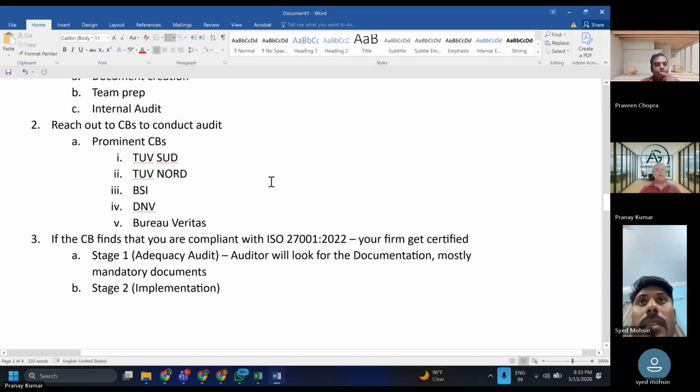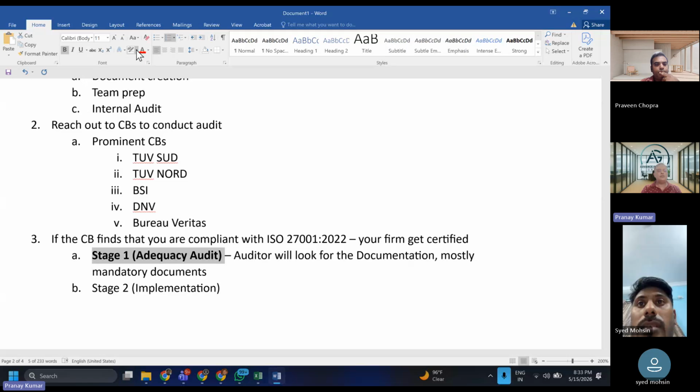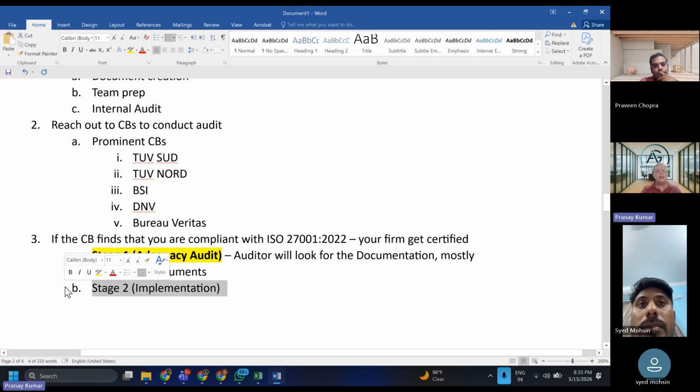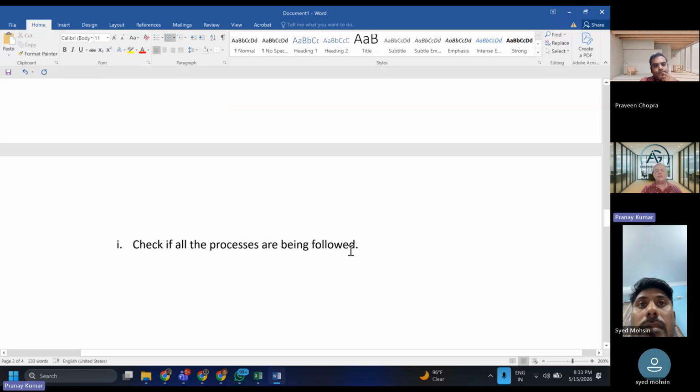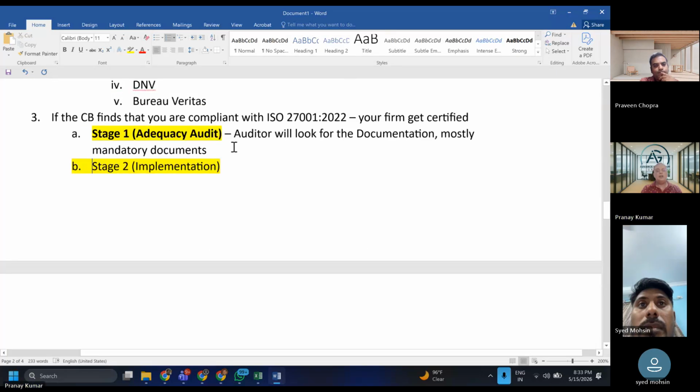Yes, sir. In Stage 1, he will only ask you for the mandatory documents. All ISO standards have a certain set of documents which must be present. So initially when he comes, he will only ask for the mandatory documents and verify that everything is in order. If everything is in order, then he will plan the audit for Stage 2. Ideally, there will be a 15 days gap. And just in case, not just in case, it will definitely happen.